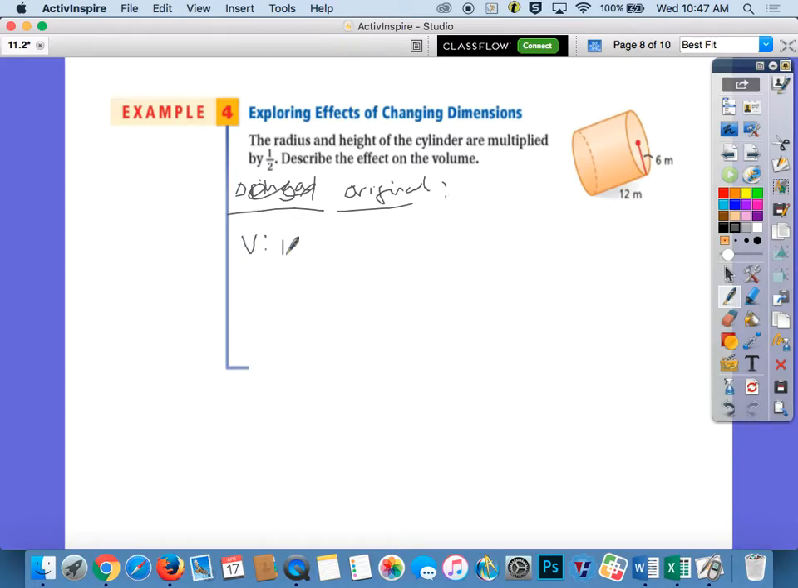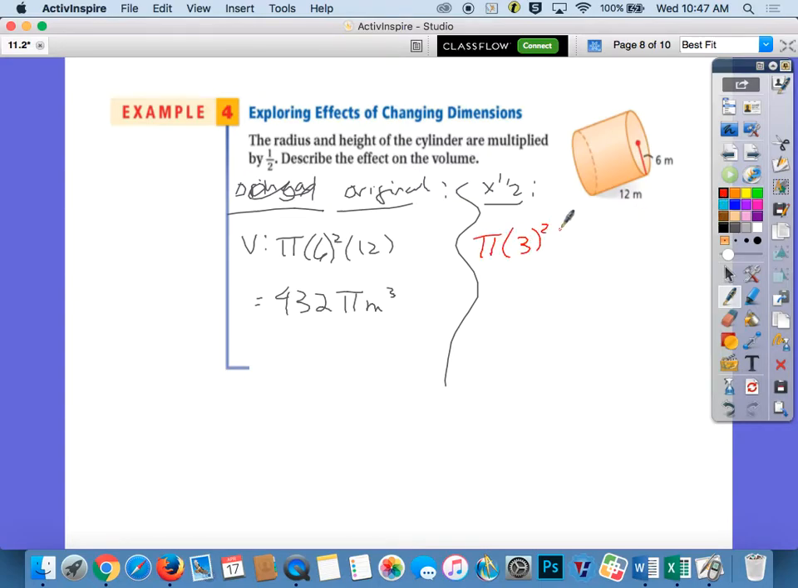So area of the base, pi r squared, times your height. Let's leave it in terms of pi so we can really see what's happening. You get 432 pi meters cubed. Now this is where we multiply it by 1/2. If I multiply this by 1/2, I end up getting pi times 3 squared times 6. And you get 54 pi meters cubed.